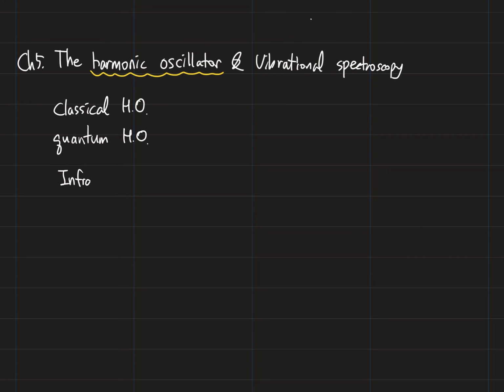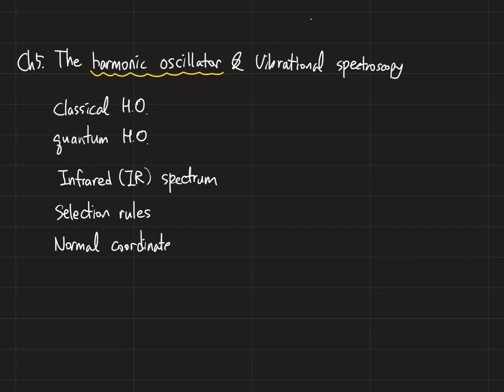So infrared spectrum. And we will derive the selection rule that governs which vibrational transitions are allowed. So selection rule. And finally, we will extend these concepts to more complex systems by introducing normal coordinates to describe the vibrational motion of polyatomic molecules. This sounds quite interesting, right?